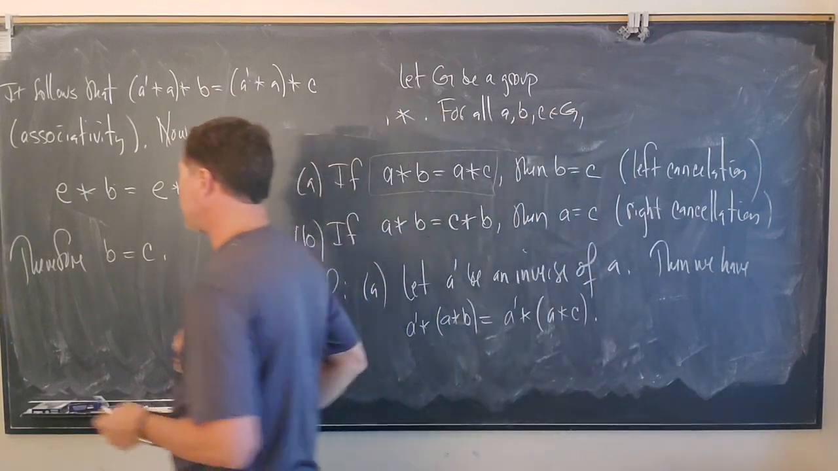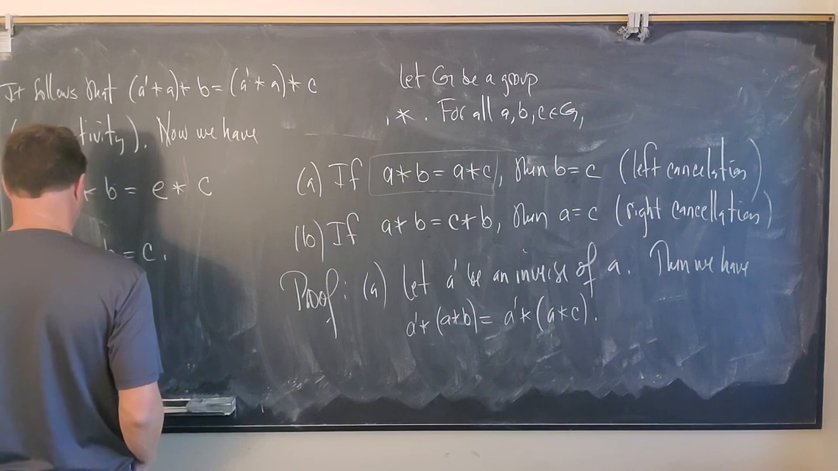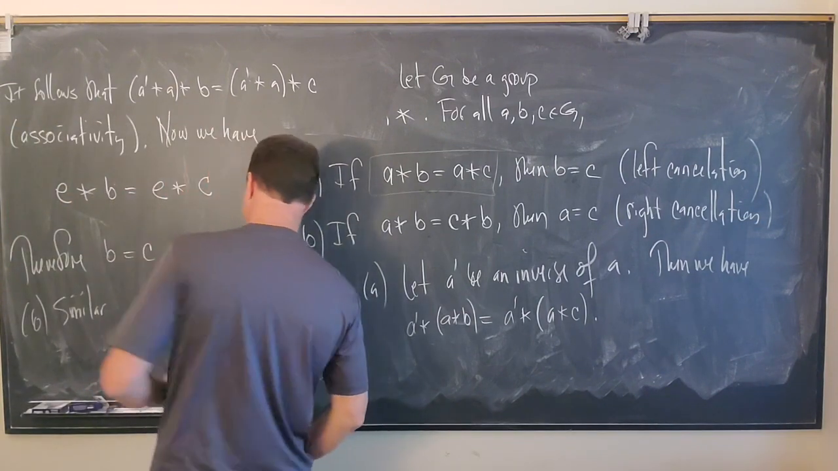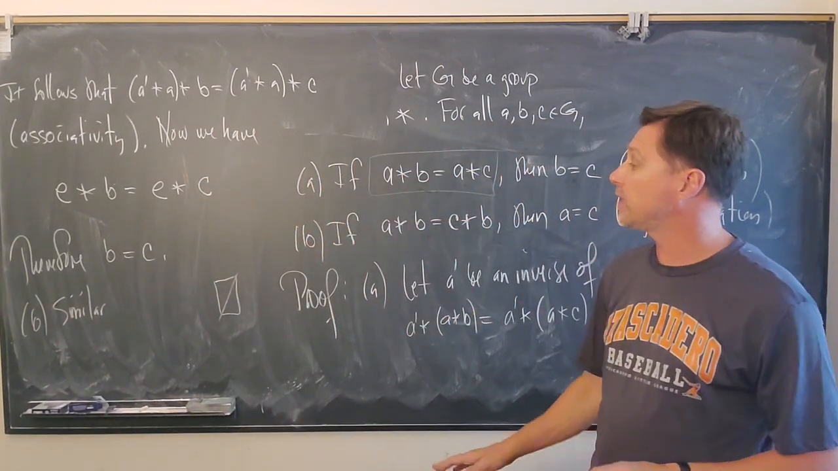The proof of part B is similar, so we'll just write here, proof of part B is similar. I think it's worthwhile to go through that. And whenever I complete a proof, I'll put a little box with a slash through it to indicate that we've ended the proof.